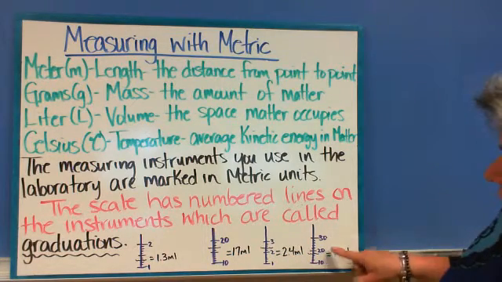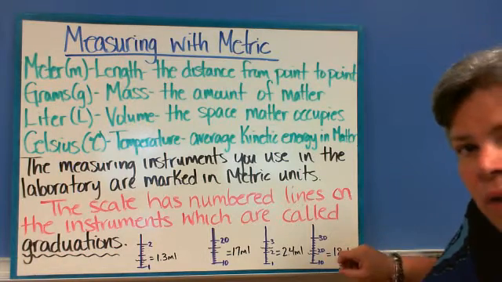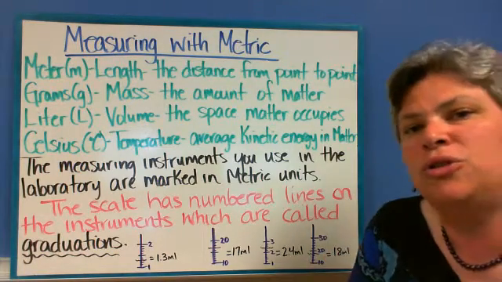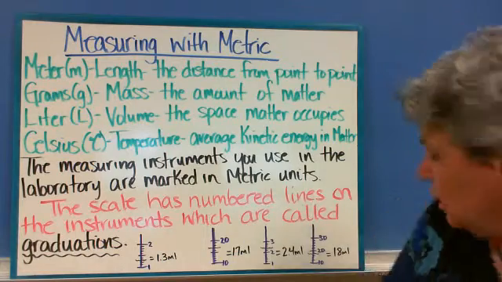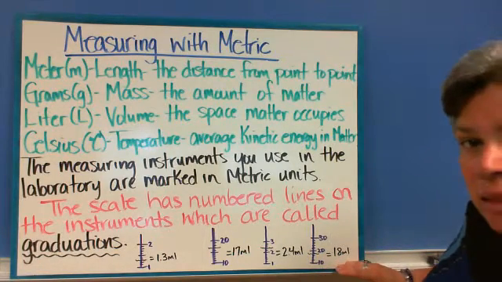And then here, from 10 to 30, again, there's 5 lines in between each one, which tells me now they're equal to 2 whole units. So where the volume is there, that would be equal to 18 milliliters.